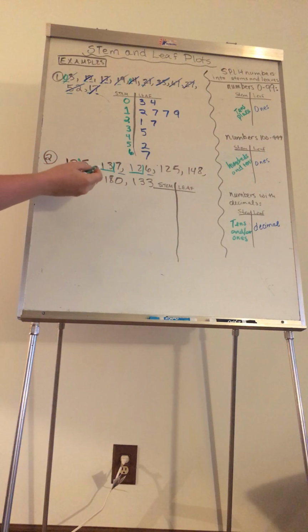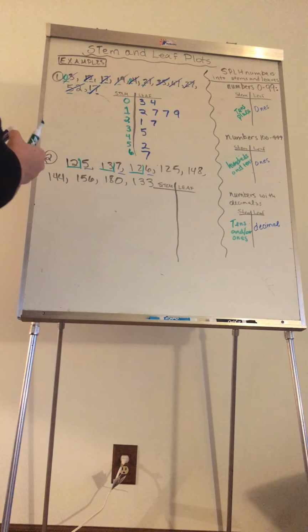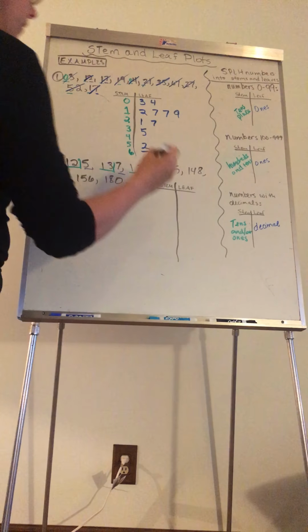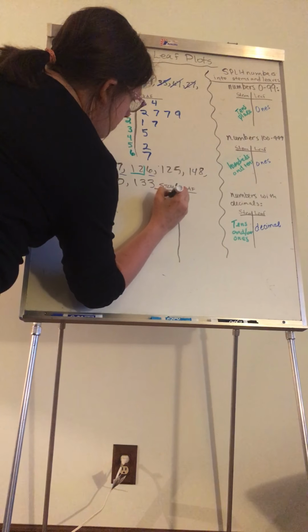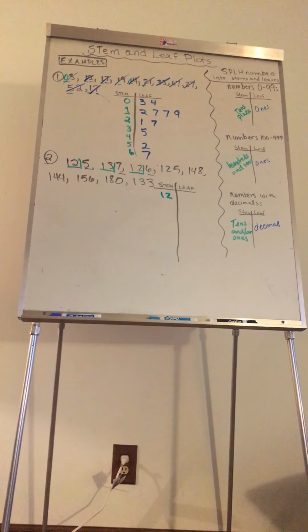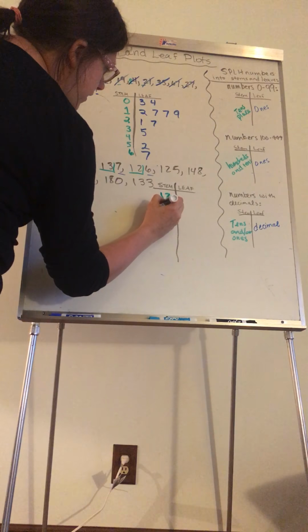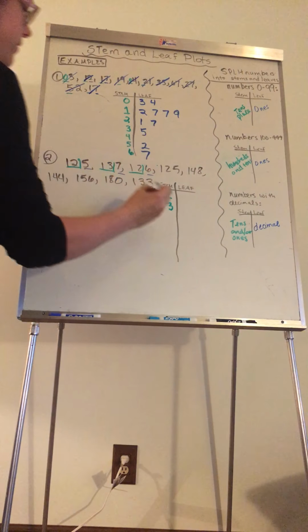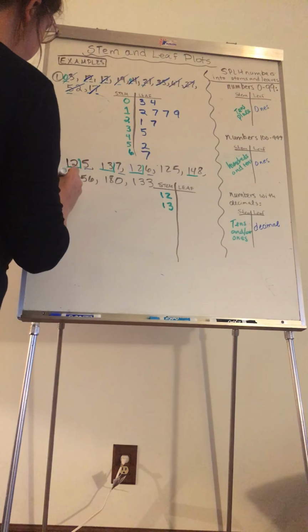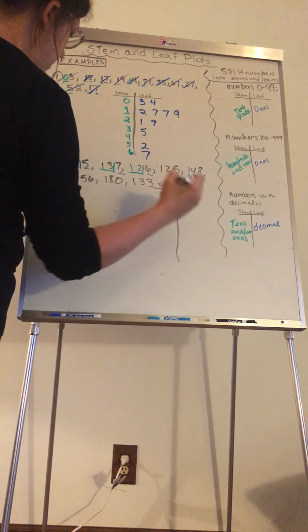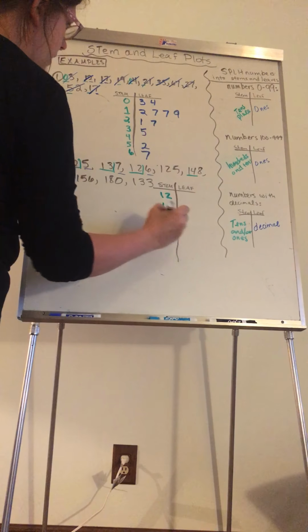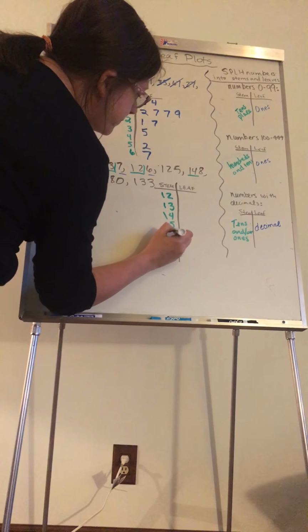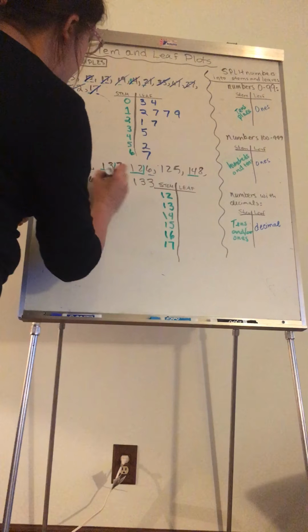I've got 125, 137, 126, 125, 148, 144, 156, 180, and 133. I need to start with 12. So 12 will be my first stem. Then I've got 130 something, so I've got 13. I almost said I don't have any 14s, but I totally do. I have 14s here, 14, 15. Now, I don't have 16 or 17, but I need to add those anyway. And then 18.